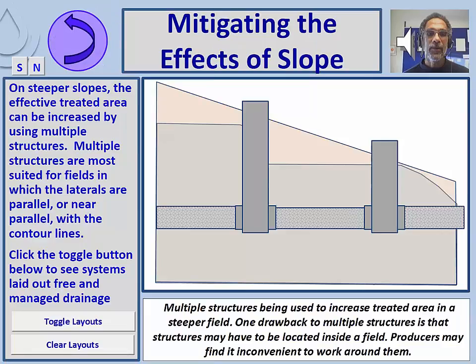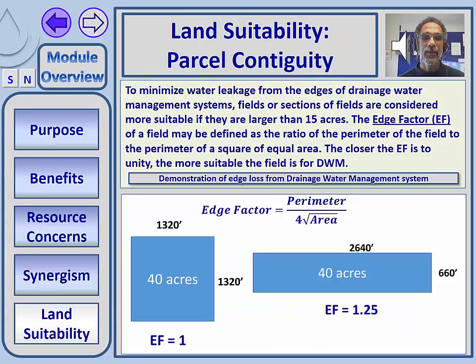On steeper slopes, the effective treated area can be increased by using multiple structures. Multiple structures are most suited for fields in which the laterals are parallel or near parallel with the contour lines. To minimize water leakage from the edges of drainage water management systems, fields or sections of fields are considered more suitable if they are larger than 15 acres.